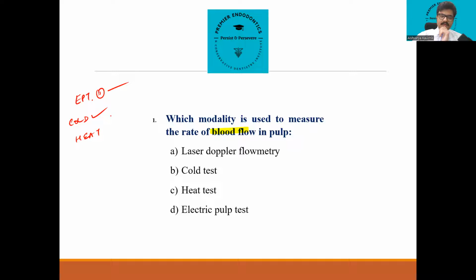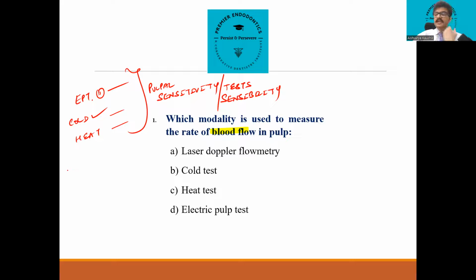So, anyways, EPT, cold test, and heat tests are commonly known as pulpal vitality tests, whereas they are not true pulp vitality tests. Why? Because they are not directly measuring the blood flow or directly informing us about the blood flow. They are rather stimulating the A delta nerve fibers, generating the action potential, which travels to the cerebral cortex and pain is perceived. So they are more correctly known as the pulpal sensitivity tests or the pulpal sensibility tests, right?